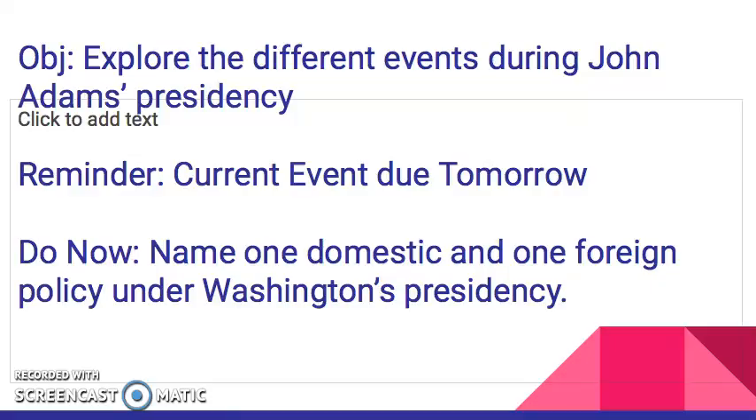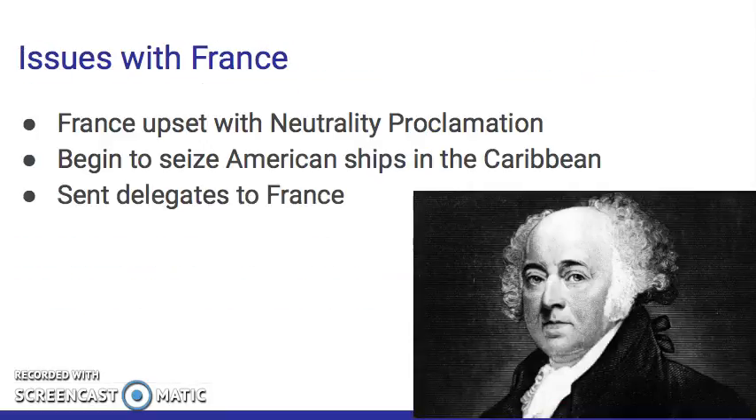Alright, so for this slideshow, we're going to explore the different events during John Adams' presidency. If you're absent today, make sure that you bring your current event in tomorrow. And the to-do now is just a review: name one domestic and one foreign policy under Washington's presidency. Alright, so let's jump into it.